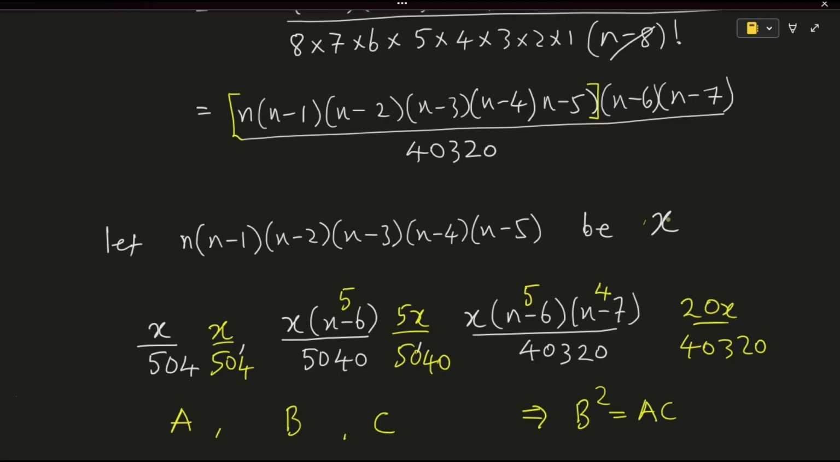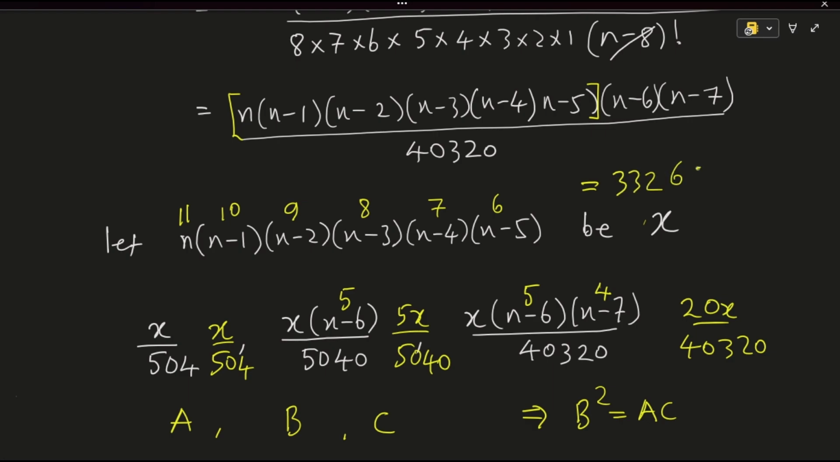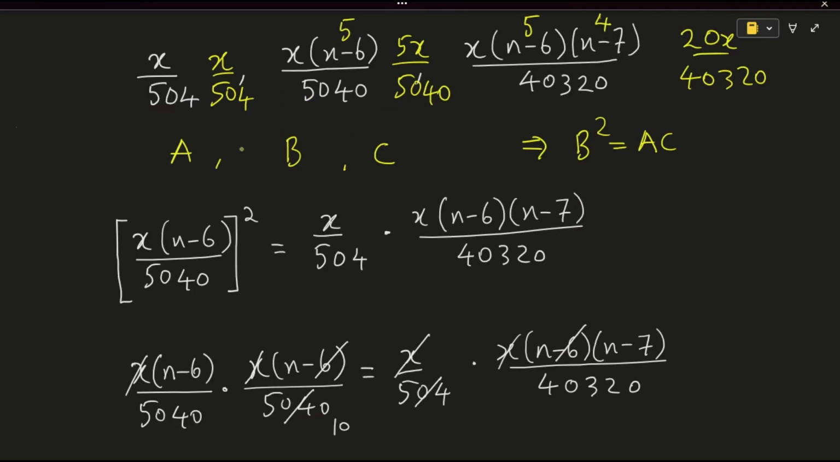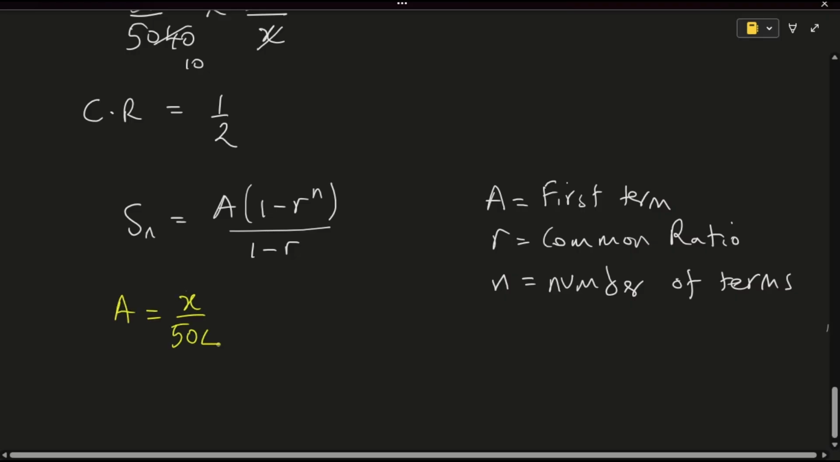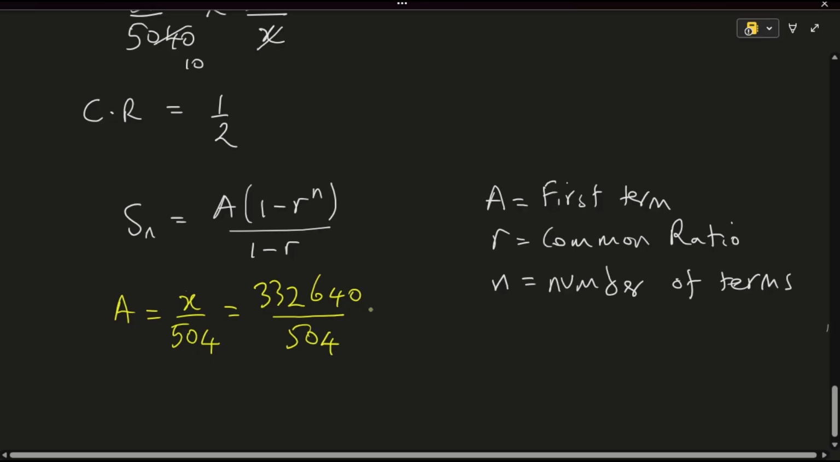So x can be evaluated. So we're going to have n minus 1 is 10. So the value of x will be given as, and so if we are to do the substitution, our first term a, which is given as x over 504, where x is equal to, our first term is 660.